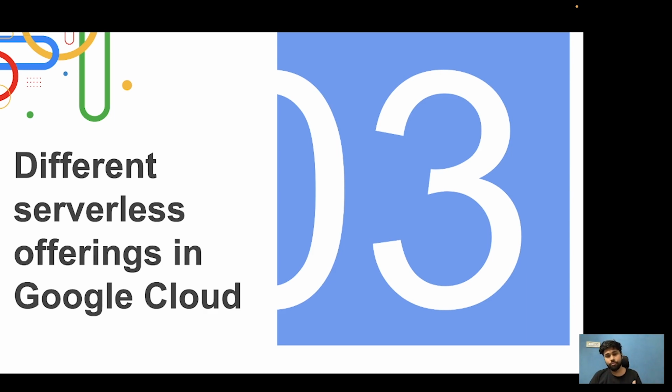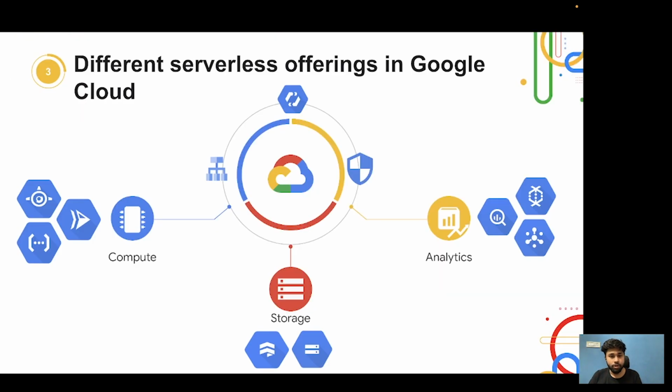So now we know what serverless is. Let's see what the different serverless offerings are in Google Cloud Platform. In this slide, we have different pillars, different sections with different Google Cloud serverless offerings. In compute, we have three offerings: App Engine, Cloud Run, and Cloud Functions. They have their own use cases. If you are seeking a storage solution, then we have Firestore and Cloud Storage buckets.